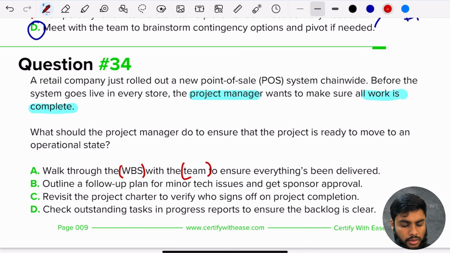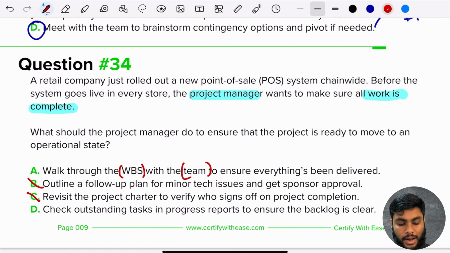So we're not talking about tech issues here in our question. And why involve the sponsor? We don't need to. Gone. Revisit the project charter to verify who signs off on the project completion. Well, technically speaking, we don't need to go to the project charter and verify who signs it off, right? That's not going to really make a difference. We need to verify on our own whether or not we've completed everything, right? It's not going to solve the core problem.